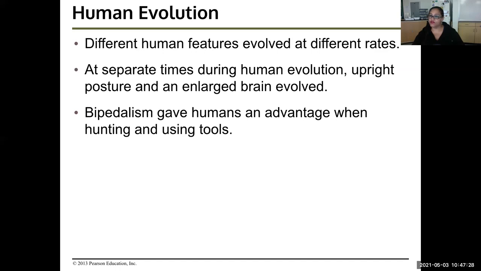Different human features evolved at different rates. At separate times during human evolution, upright posture and an enlarged brain evolved. Upright posture and walking on 2 feet is called bipedalism. Bipedalism gave humans an advantage when hunting and using tools. We no longer had to use our hands to walk. We could use our hands to use those tools and hunt, and bows and arrows, fishing rods.